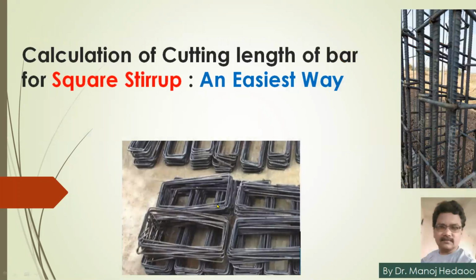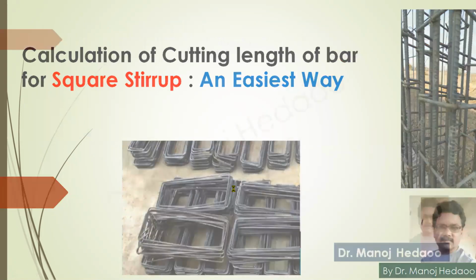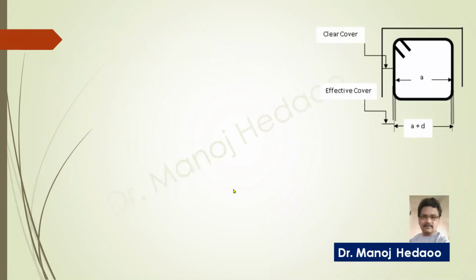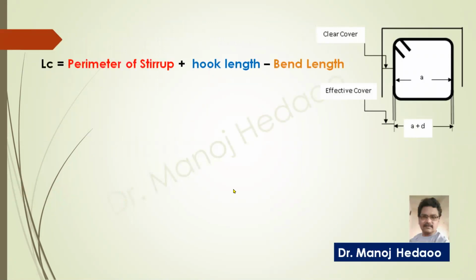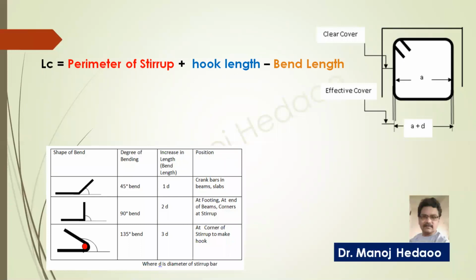This video is about how to calculate the cutting length of bar for square stirrups in the easiest way. You will understand the three basic components of cutting length of stirrup bar, that is perimeter, hook length, bend length. You will be able to calculate these components in a correct way.